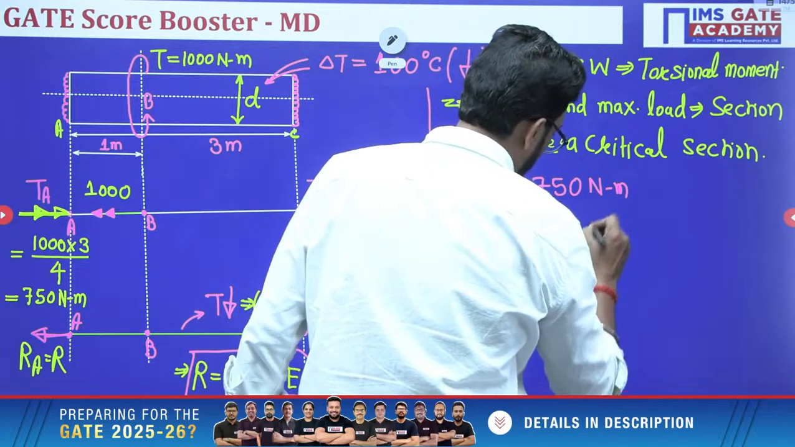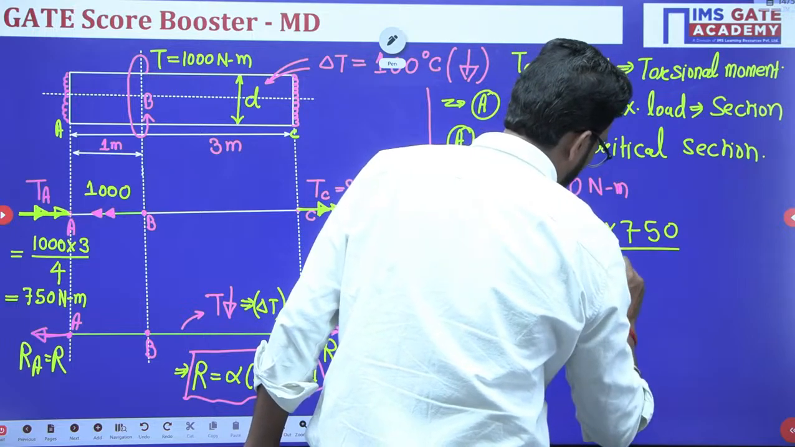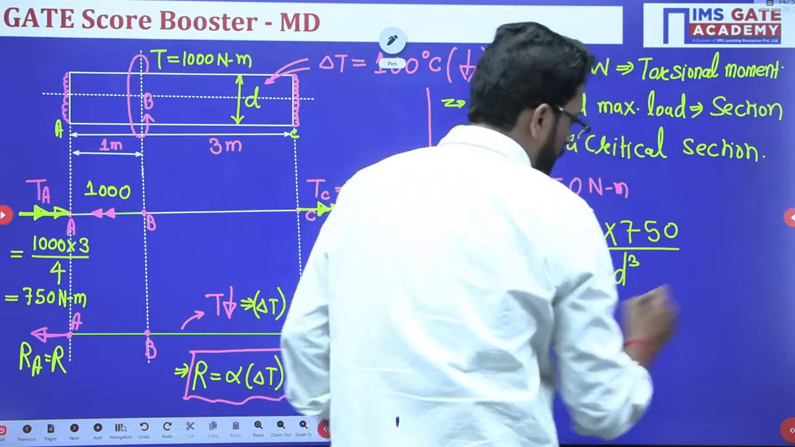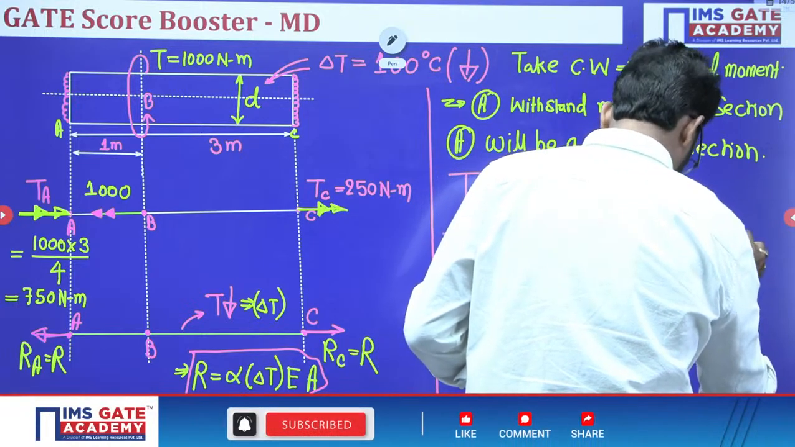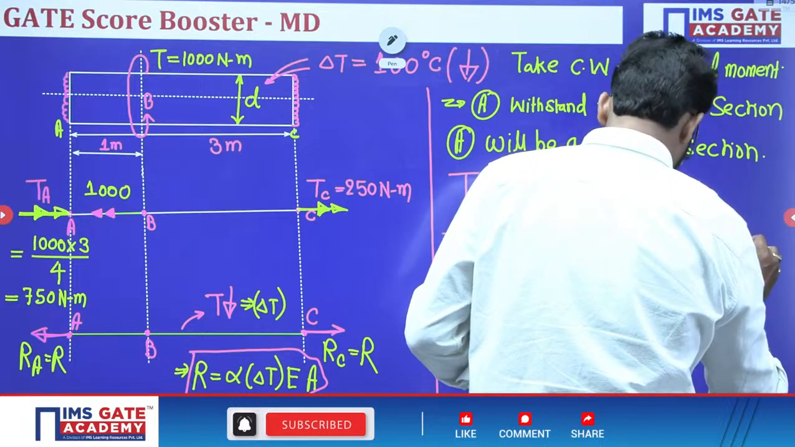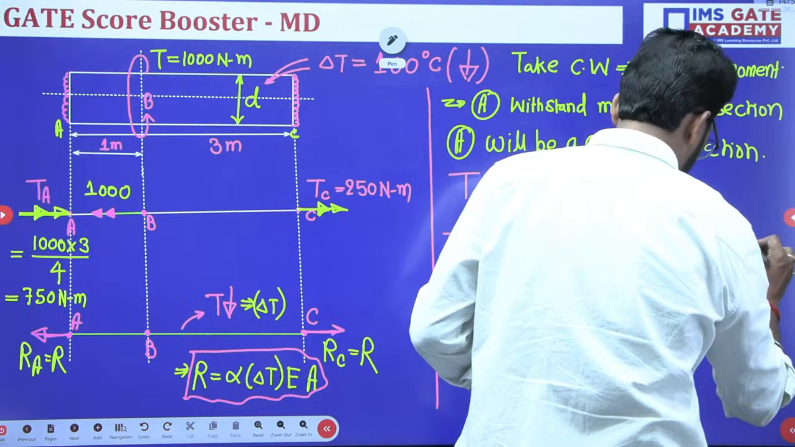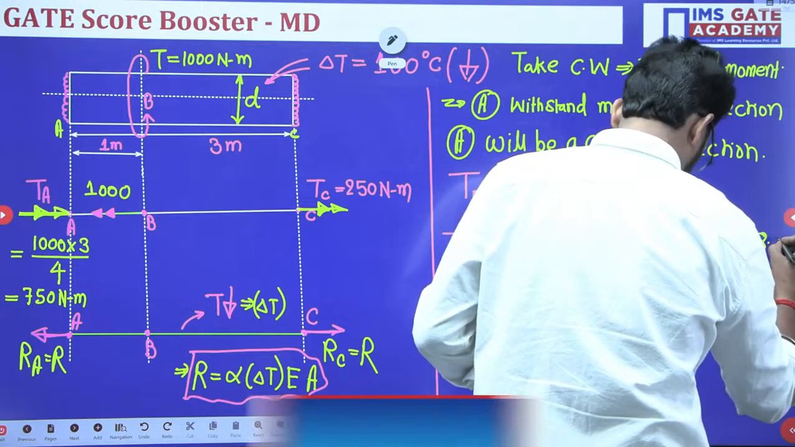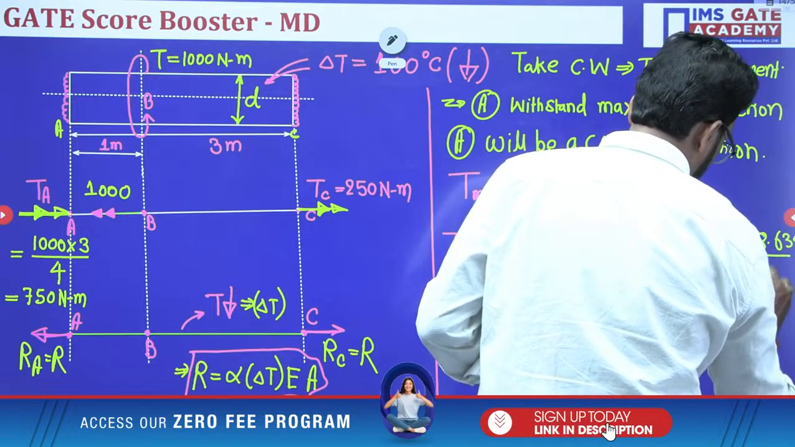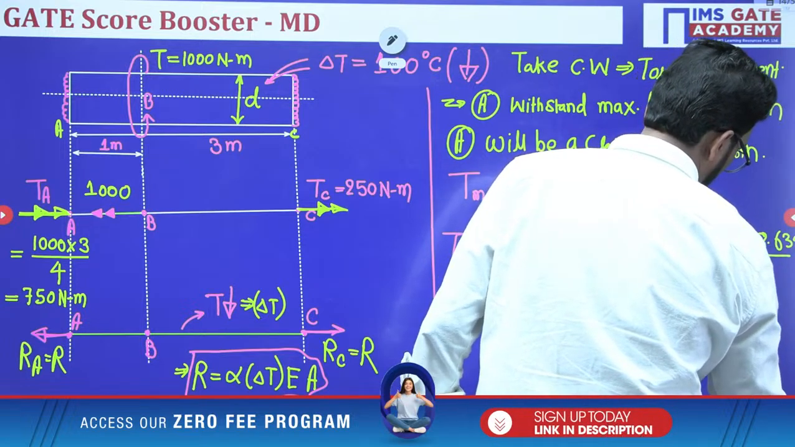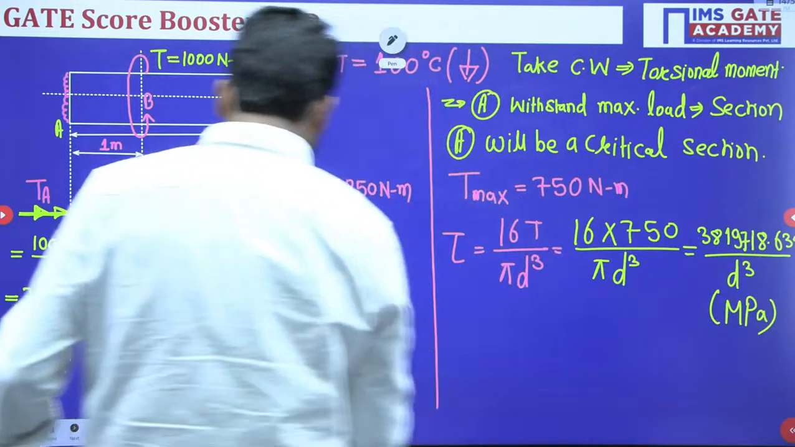We know that 16 T, 750 divided by pi d cubed. So if you rearrange, this is your 3819718.634 divided by d cubed megapascal. This is your megapascal.